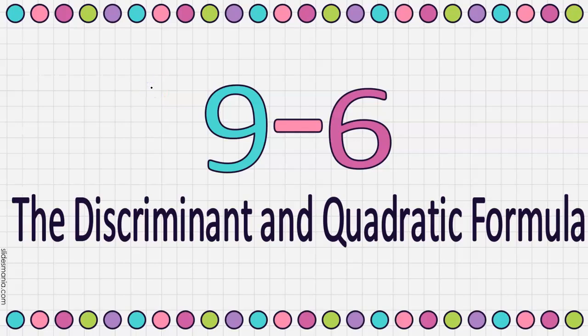Hello, intermediate algebra students. This is Miss Krupstad, and we are going to go through a video today that talks about 9-6, which is the discriminant and the quadratic formula. 9-6 is the very last section in topic 9. We will be taking our test a week from today, so make sure to pay attention, take good notes, and be ready to ask questions if you have any tomorrow.